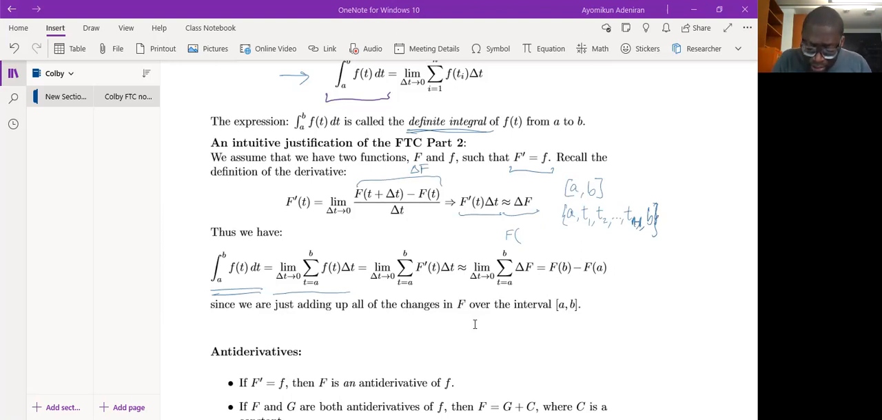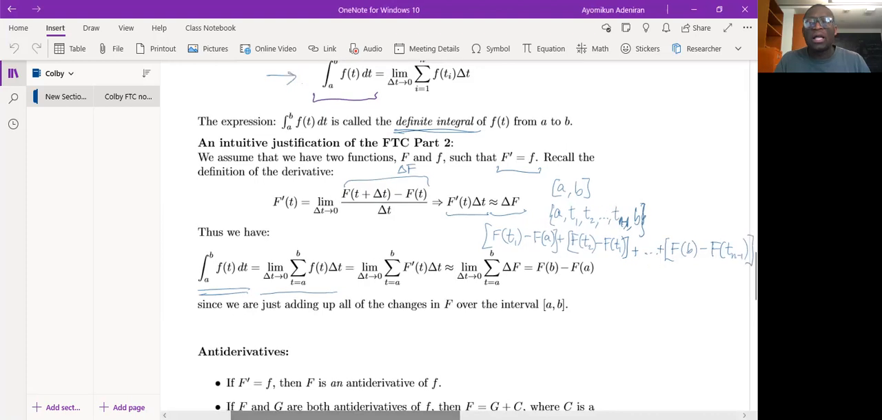What does this mean? Well, if you're taking delta F from t going from A to B, you have F of t1 minus F at A, which is really what you're doing here: F of t plus some movement minus the previous one. Then you add that to F of t2 minus F of t1, and so on, until you get to the last term, which will be F of B minus F of t sub n minus 1. So that's what we have.